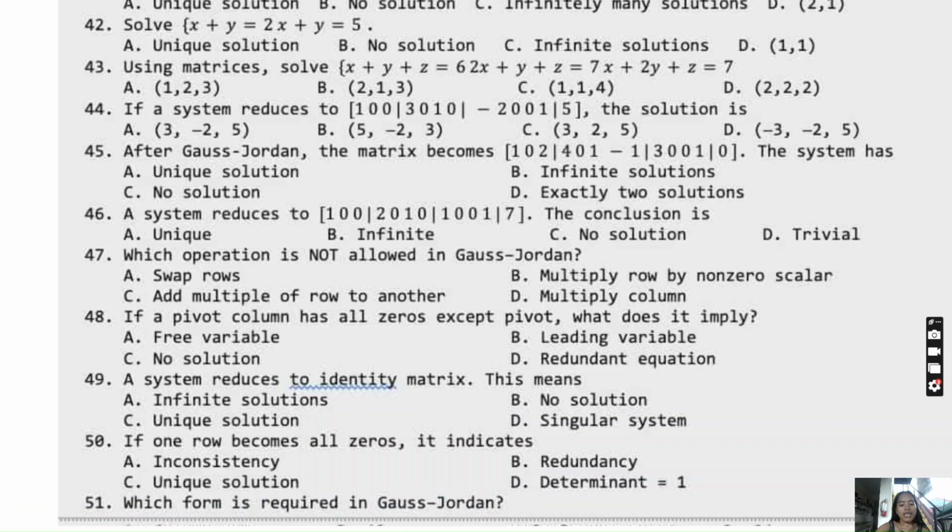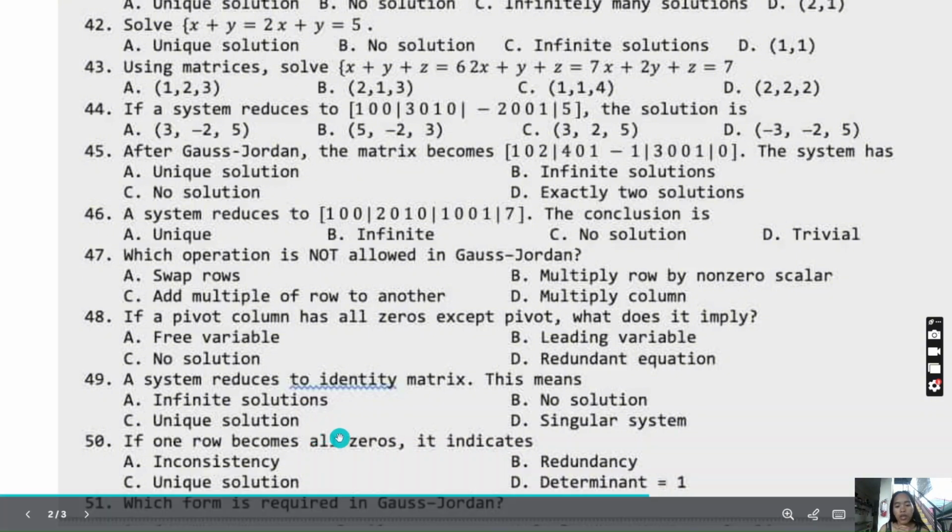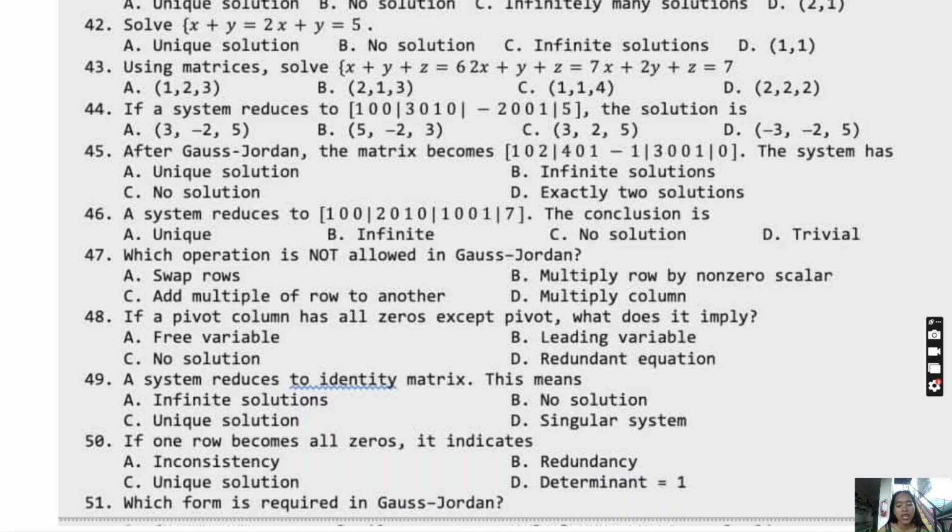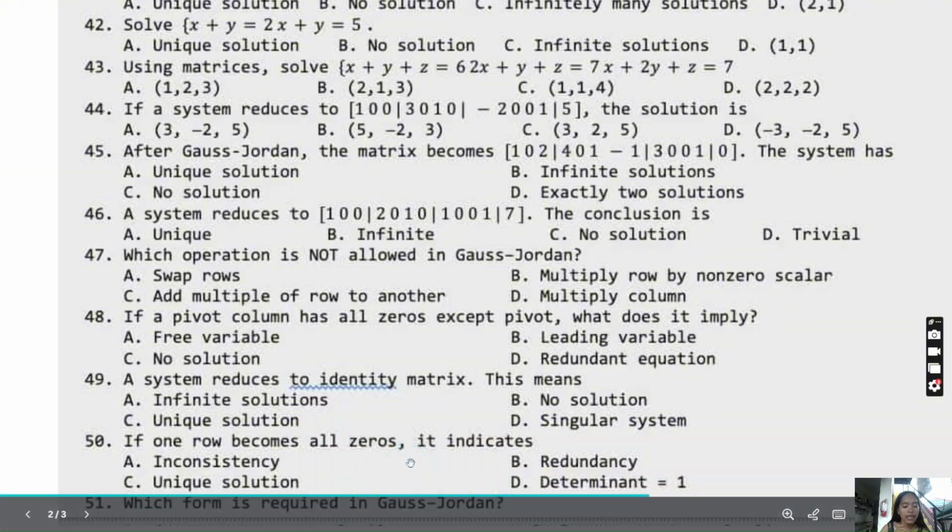The question goes, a system reduces to identity matrix. This means the correct answer is letter C, unique solution. Because again and again, in Gauss-Jordan elimination, if we arrive at an identity matrix, that means it has only one solution, or a unique solution. So I hope that you have understood that.